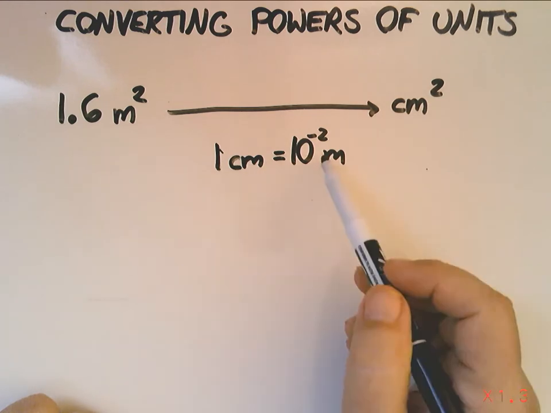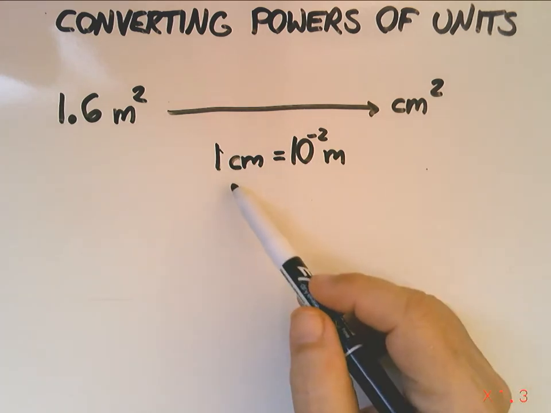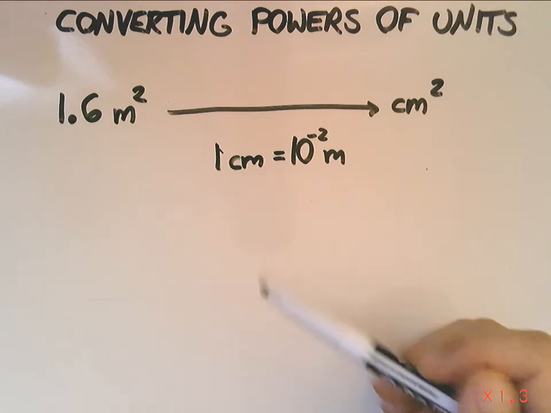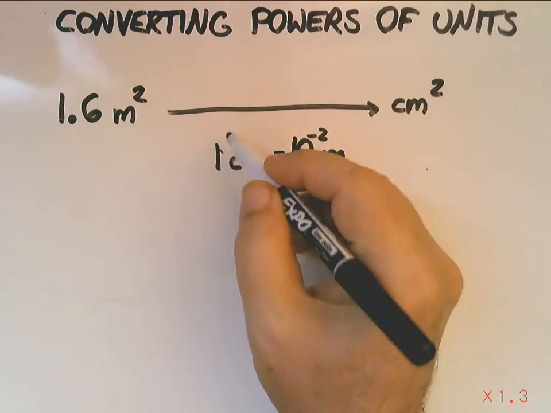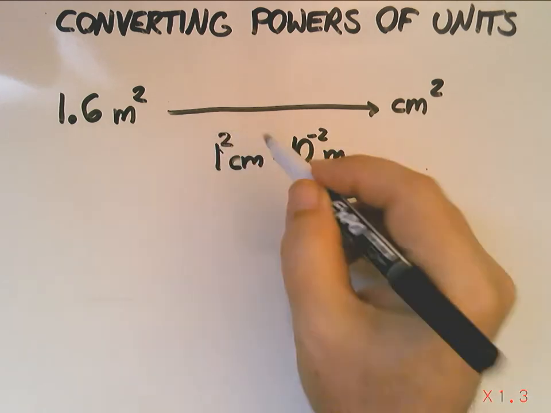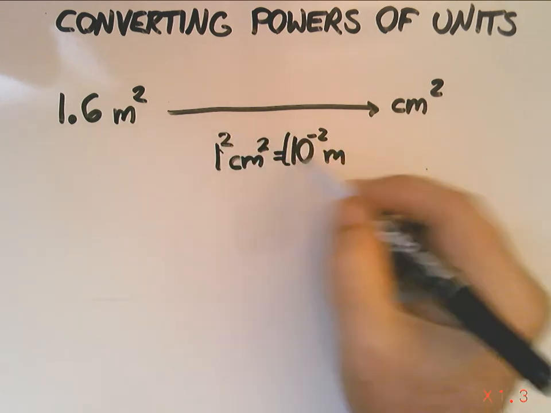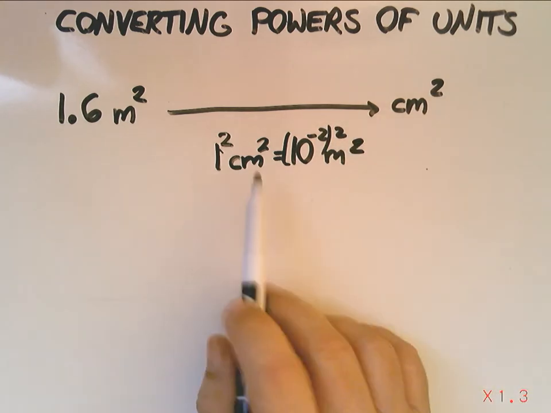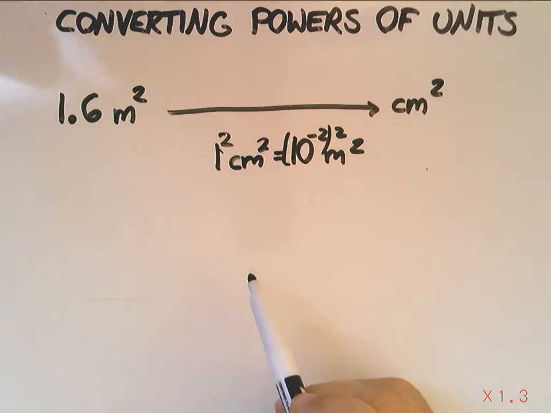Well, this is an equation. And like any equation, what you do to one side, you have to do to the other side. If I want square centimeters here, I can square everything on both sides of the equation. That will then relate square centimeters and square meters.